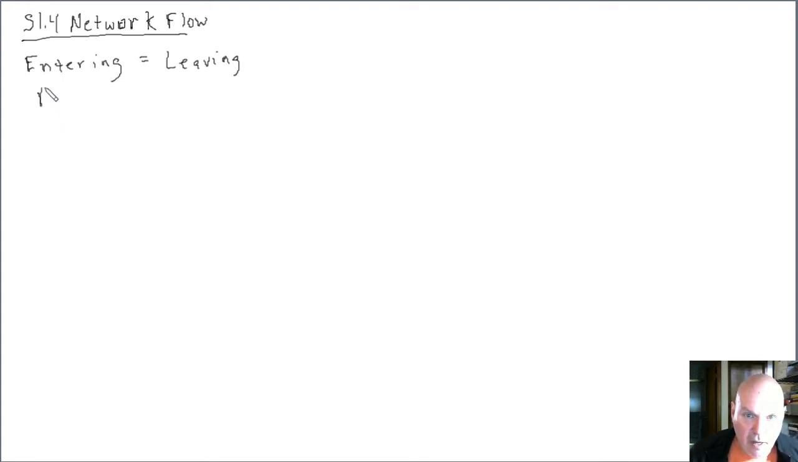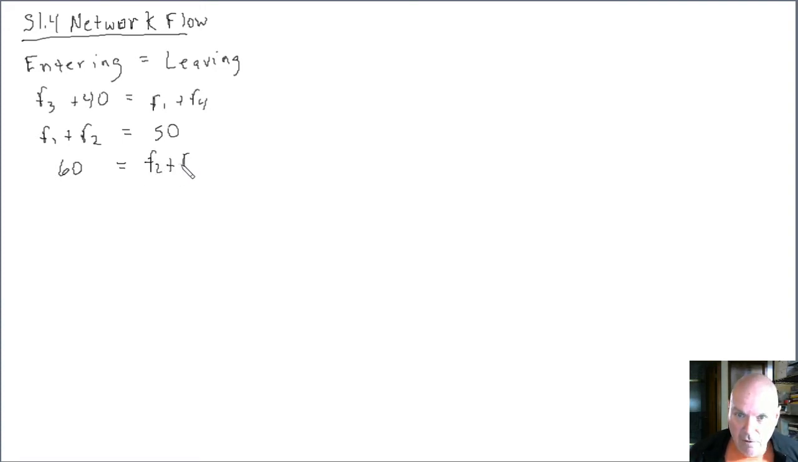So again, at that first node, I had F3 and 40 entering, and F1 and F4 leaving. At the top node, I had F1 and F2 entering and 50 leaving. The rightmost node, I had a flow rate entering of 60, we say gallons per minute, and then F2, F3, and F5 were all leaving. F4 and F5 entering. This was at the bottom node, and a flow rate of 50 leaving.